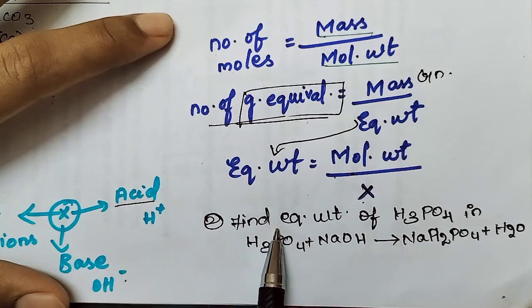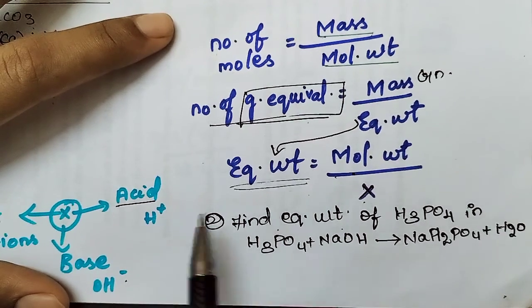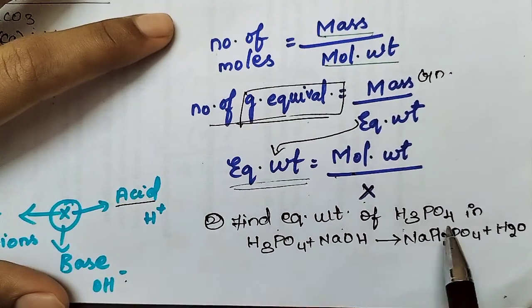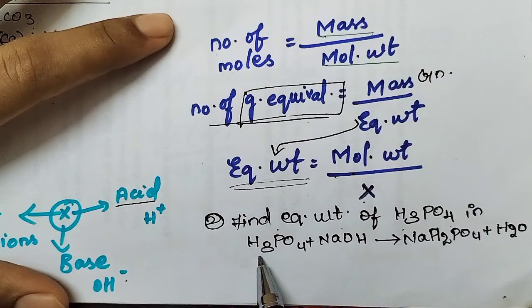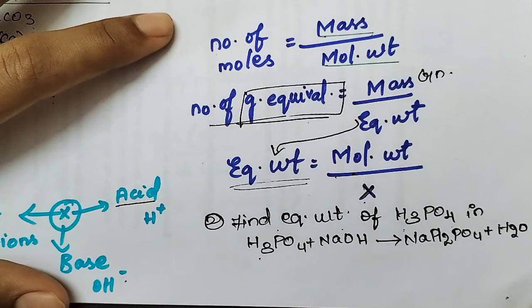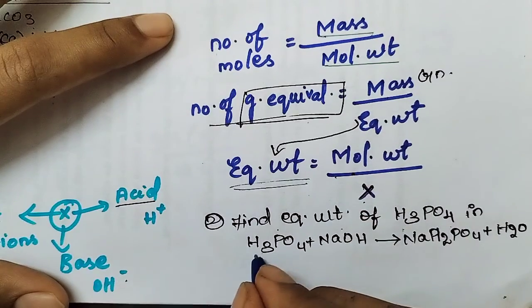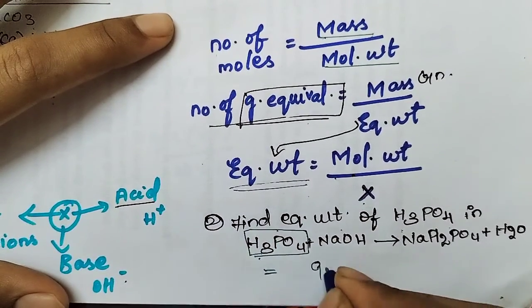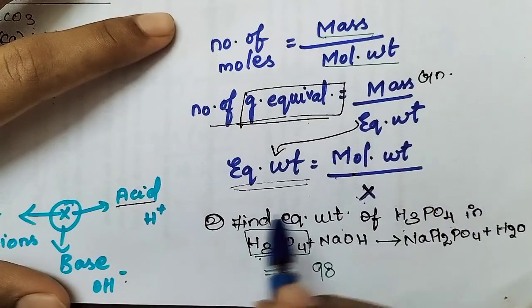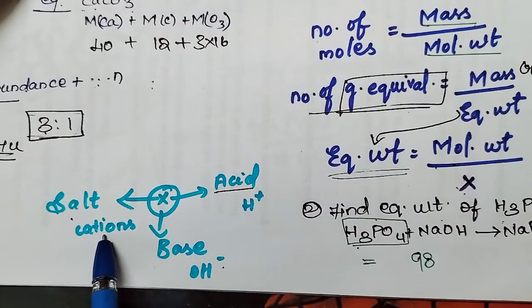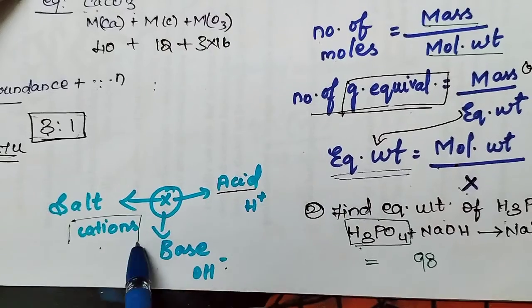See this sum. Find the equivalent weight. We are concentrating here on H3PO4 in this reaction. How to find it? See here, the molecular weight for H3PO4 is 98. For X, I told you if it is a salt, we have to calculate the cations.